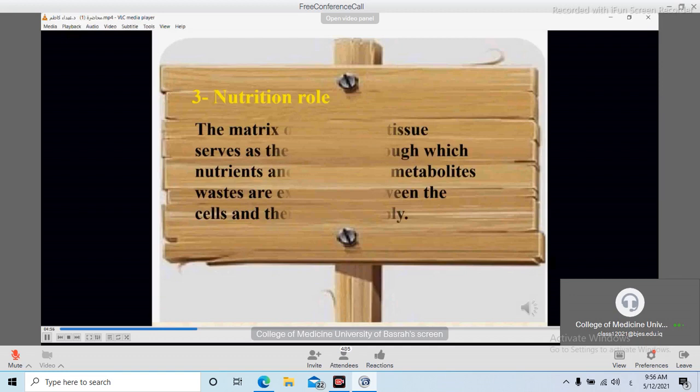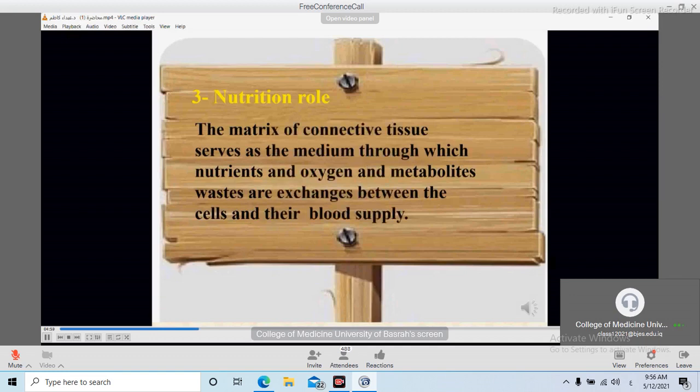The matrix of connective tissue serves as a medium through which nutrients, oxygen, and metabolite wastes are exchanged between the cells and their blood supply.